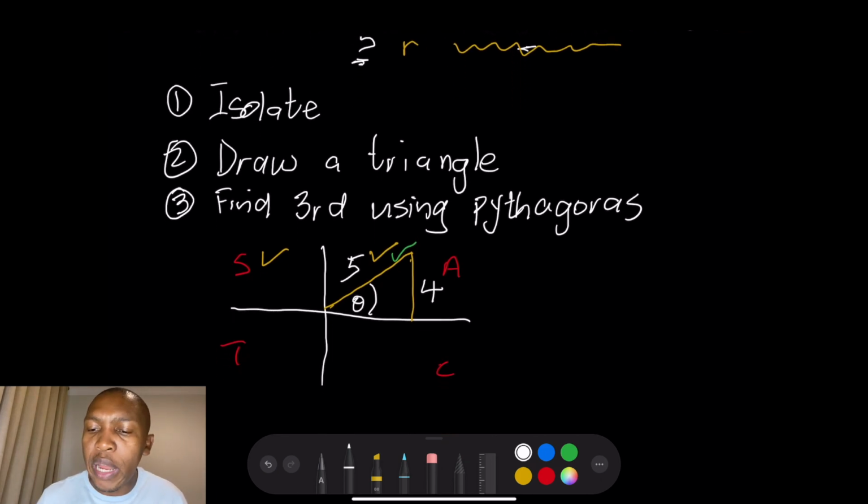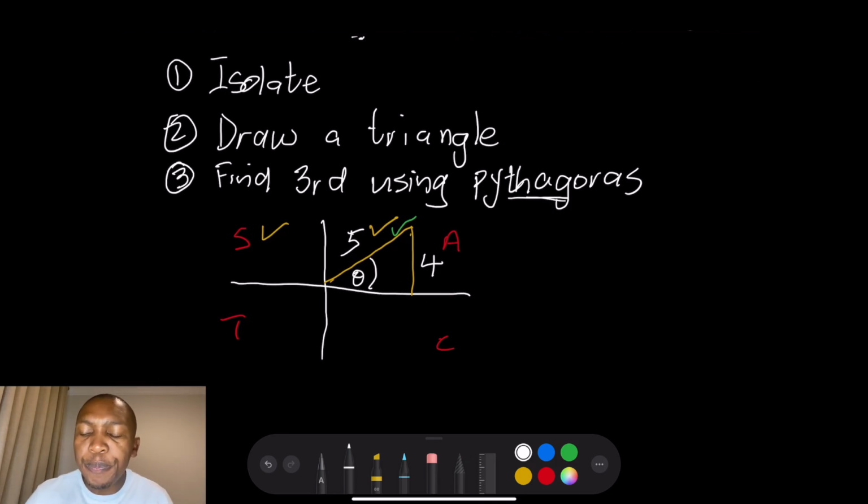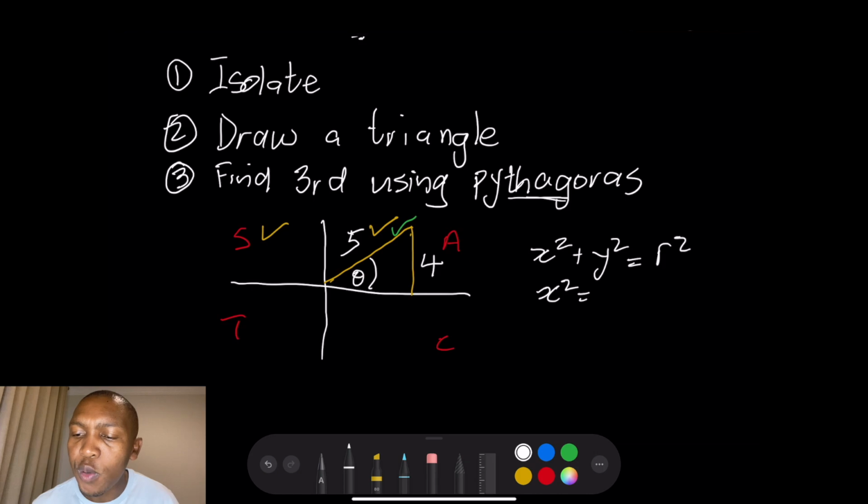We said you are now going to use Pythagoras to get your x value. So in this case, I'm going to simply say, okay, we know the Theorem of Pythagoras: x squared plus y squared is equal to r squared. So in this case, I'm looking for the x value, so this is going to be r squared minus y squared.